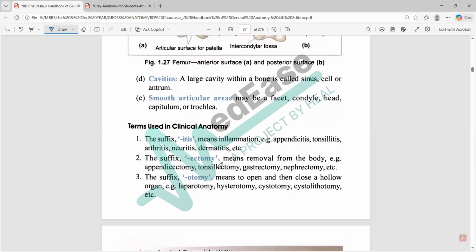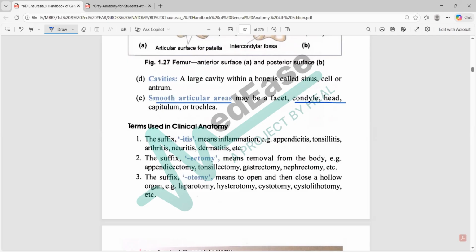Then we have the cavities. Now, what is a cavity? A cavity is a large space present somewhere in the body. Now, the smooth articular areas of the bones may be covered by the articular cartilage, and this may include the condyles, the head, the capitulum, the trochleas mainly.